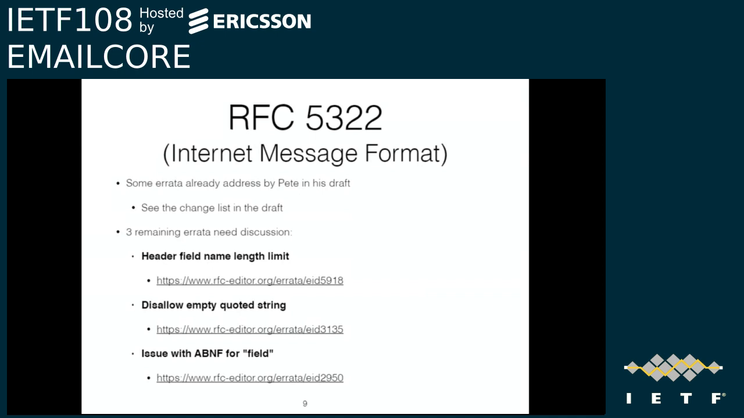All three of these seem to be the sticky points, but none of them are exciting. And so what I need for the 5322 BIS document is review of the changes that I've made so far and some recommendations for these three remaining errata. And then I think 5322 BIS is pretty much done. Anybody have questions about that?